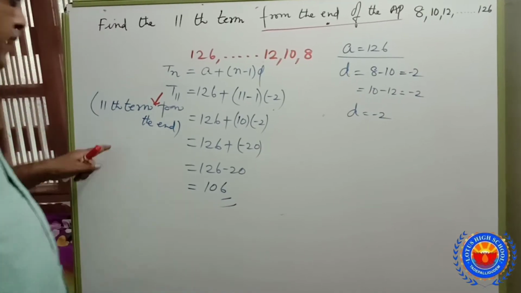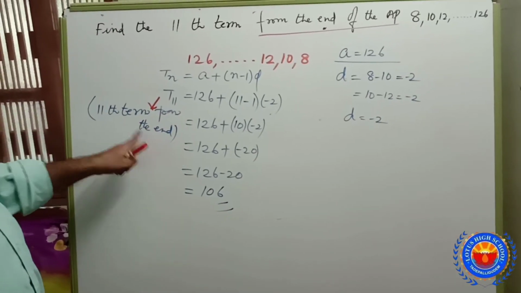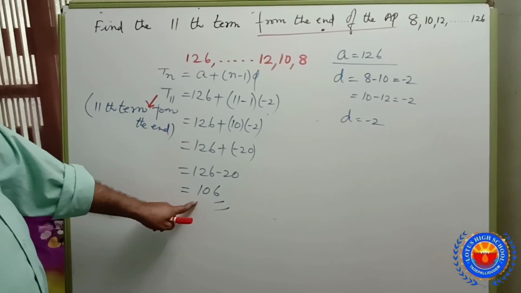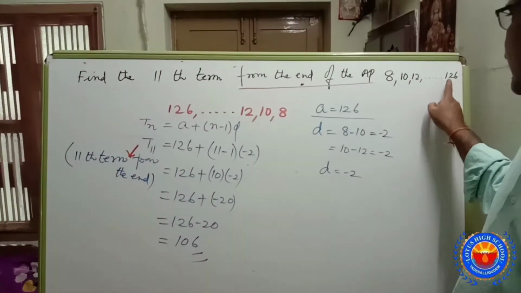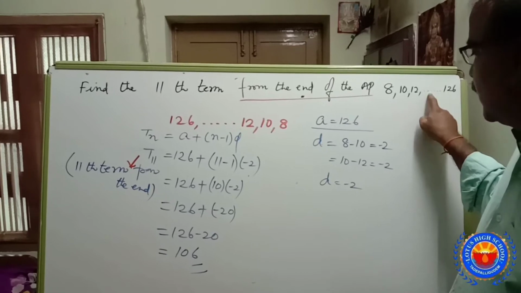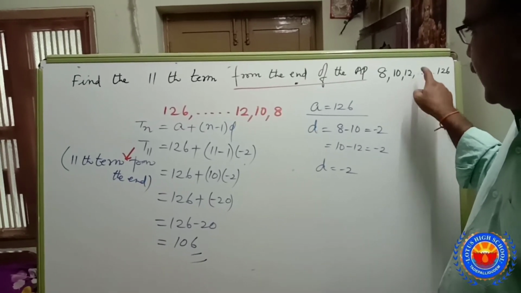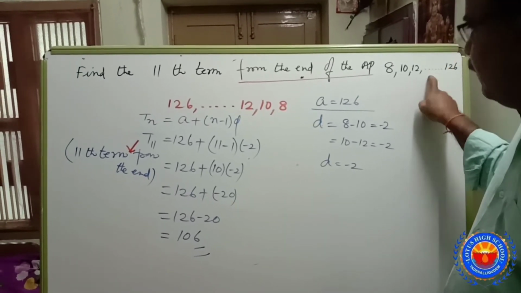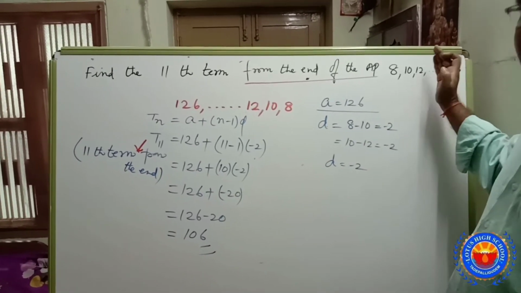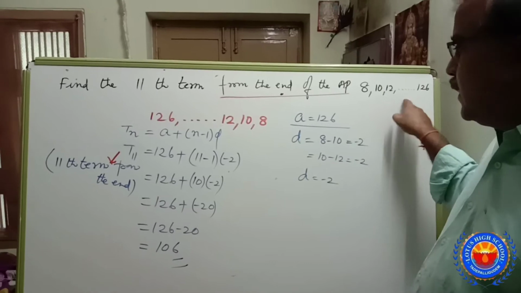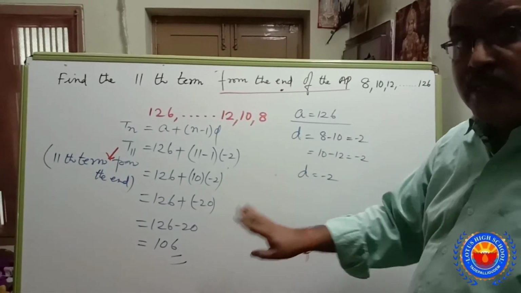So the answer: the 11th term from the end is equal to 106. In the sense, 126 like that, first term, second term, third term, fourth term, fifth term, 6th, 7th, 8th, 9th, 10th, 11th term is 106 from the end.